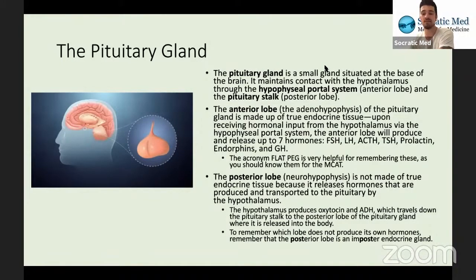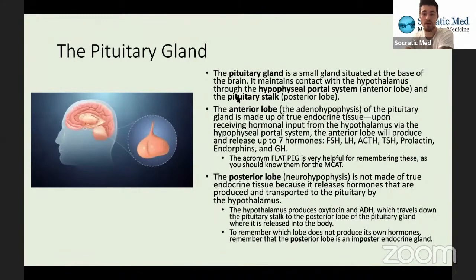So FLAT-PEG. You definitely want to know those. I do see them pop up every once in a while, and even if they pop up on like the psychosocial section in some sort of passage, it's always a good idea to have background information of it. So that's the anterior lobe.